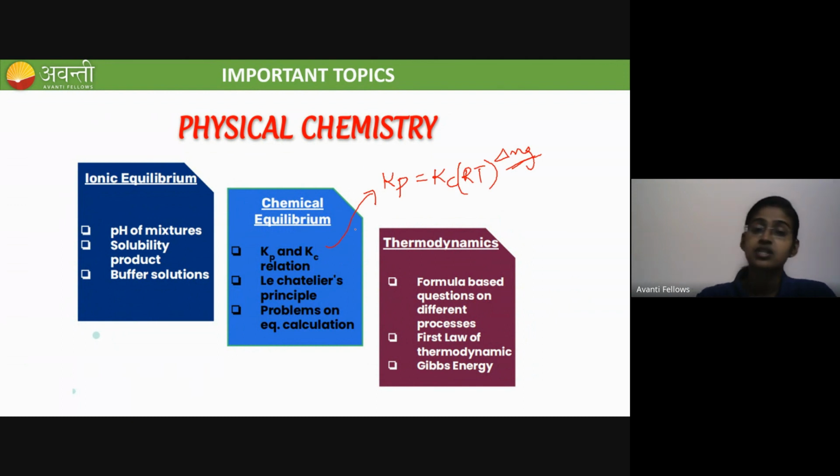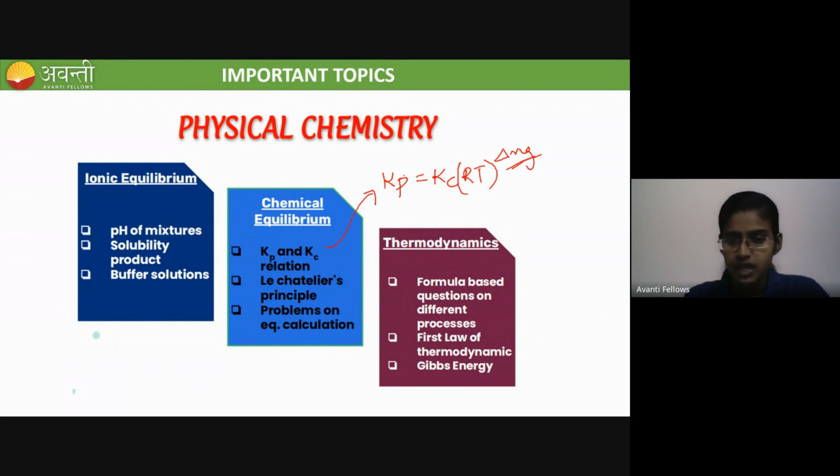And coming to thermodynamics, formula-based questions on different processes. So we have some 4 to 5 processes, right? Like isothermal process, adiabatic process, isobaric process, and isochoric process. So what are these things? Some term will be constant. If it is isothermal, temperature is constant. If it is isochoric, volume will be constant. So you have to study all the processes and their related formulas.